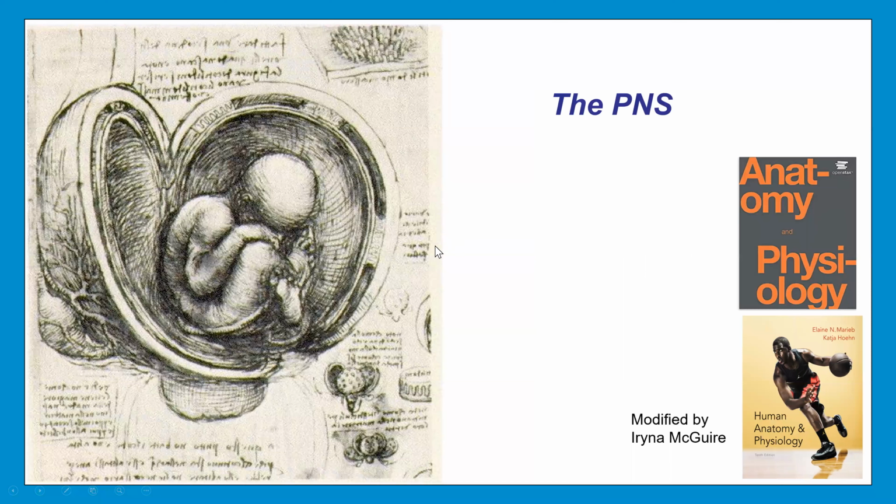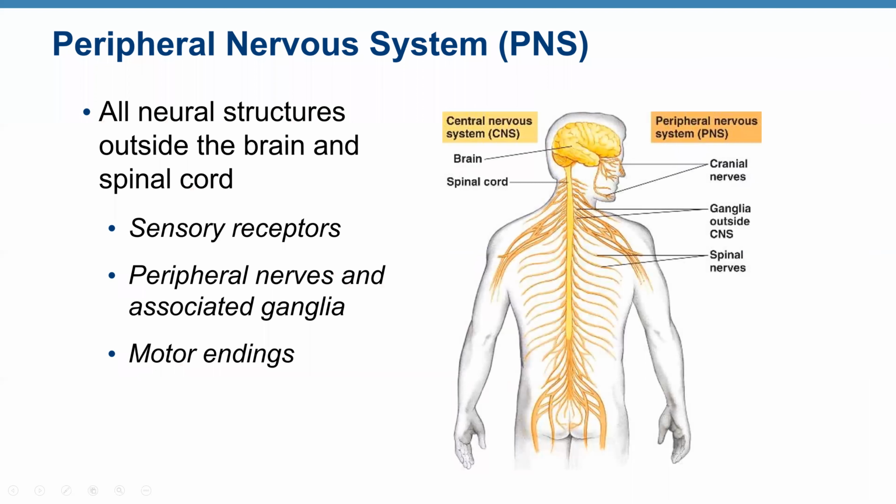So what does the peripheral nervous system include? All neural structures outside the brain and spinal cord. And those neural structures include sensory receptors, peripheral nerves and associated ganglia, and motor endings. So in this diagram, you can see the central nervous system, or CNS, that includes the brain and spinal cord.